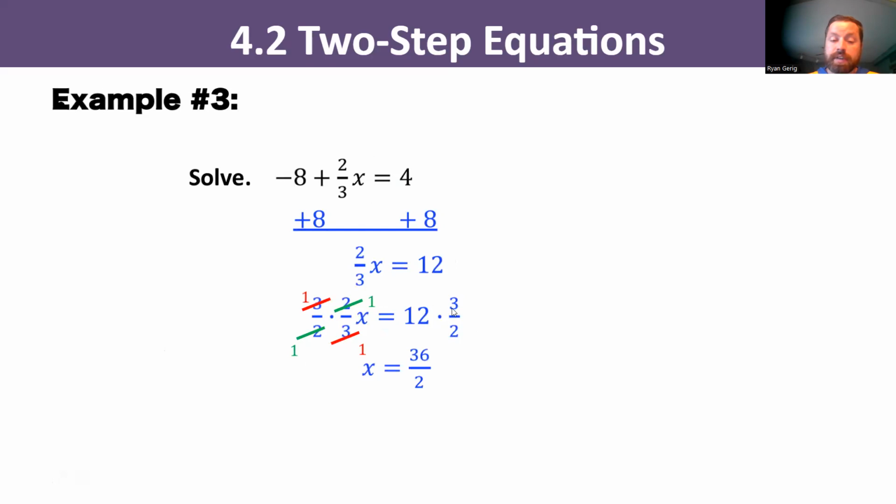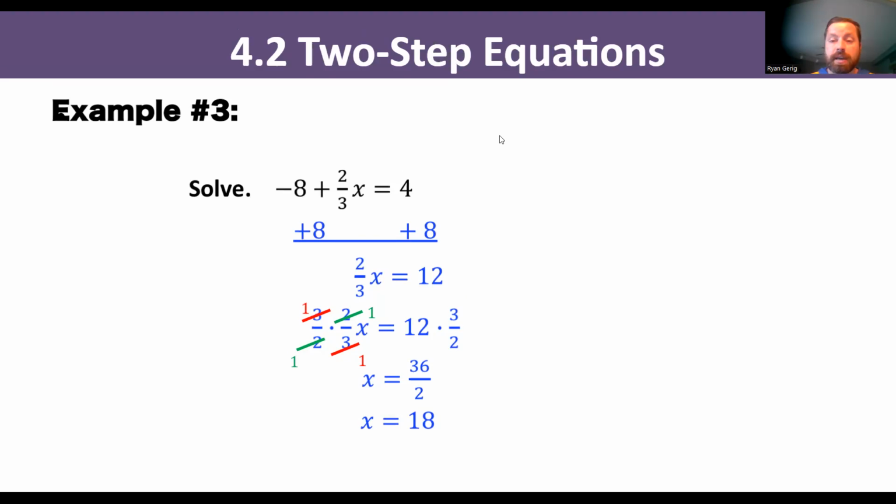Well, then I have to do 12 times 3 over 1 times 2, right? 12 is like 12 over 1. So 12 times 3 is 36. 1 times 2 is 2. 36 divided by 2 gives me my 18. And that is the end of this lesson, solving two-step equations. The last lesson of this week will be multi-step equations.